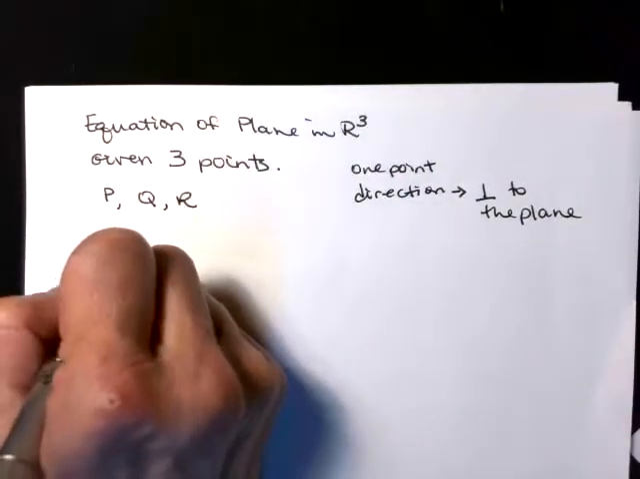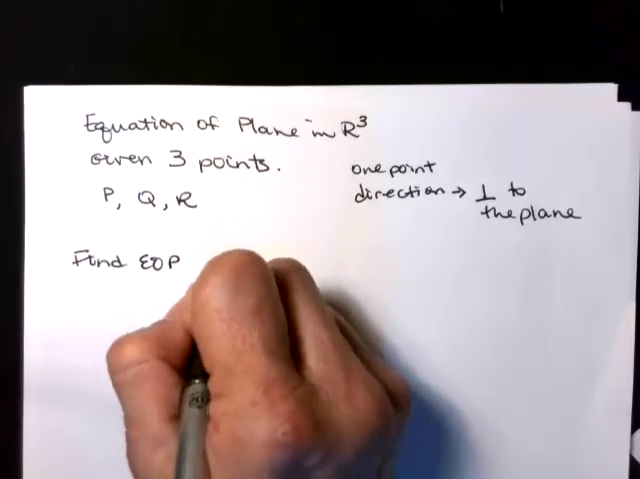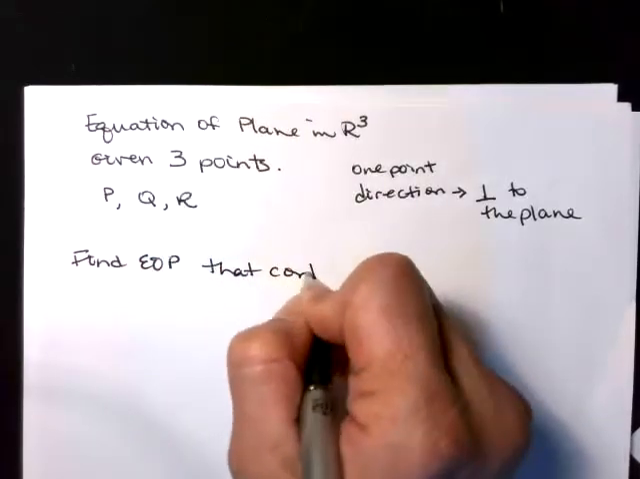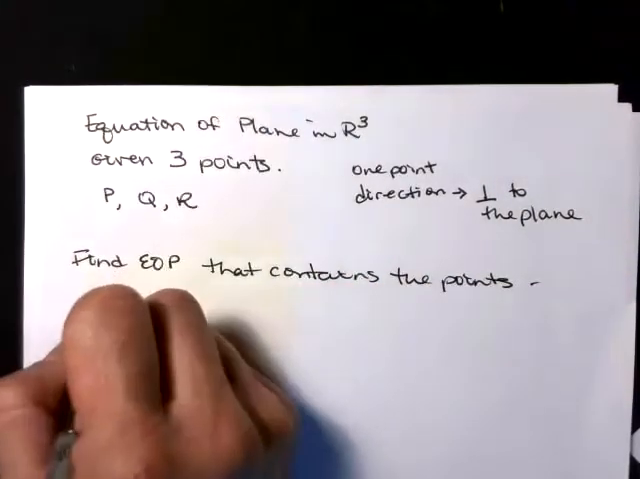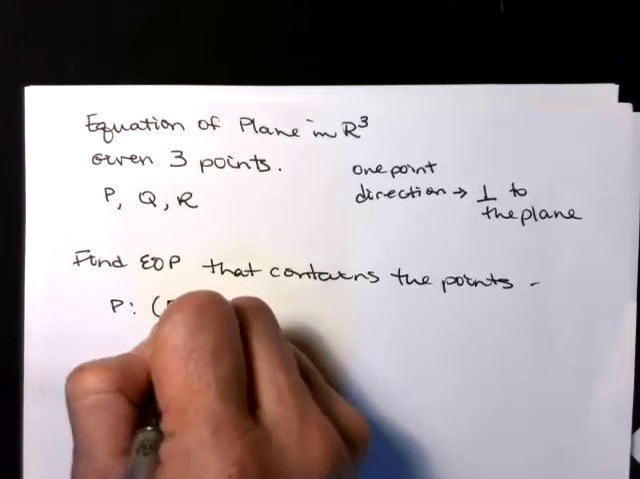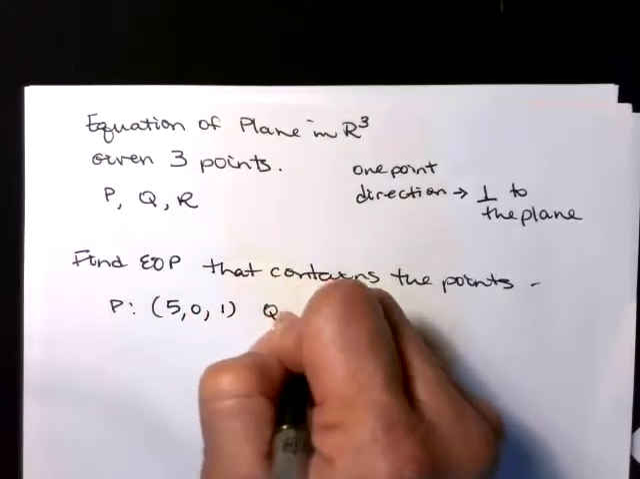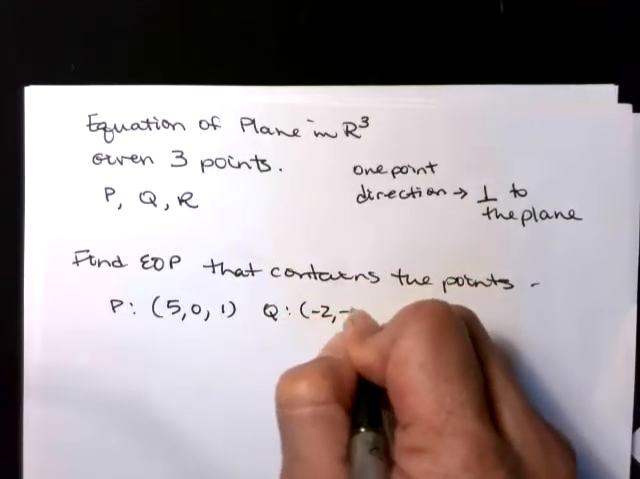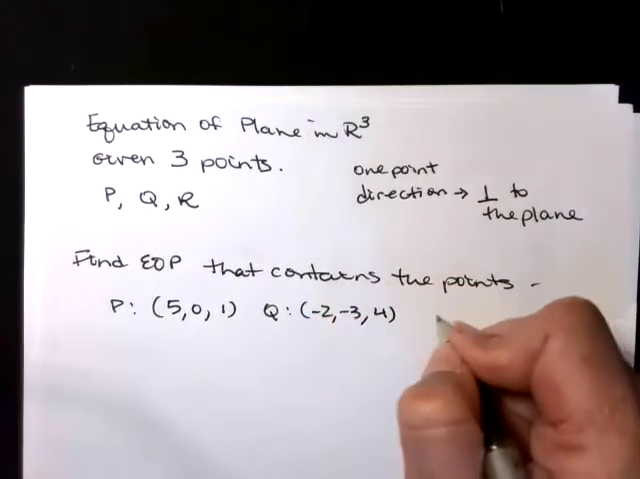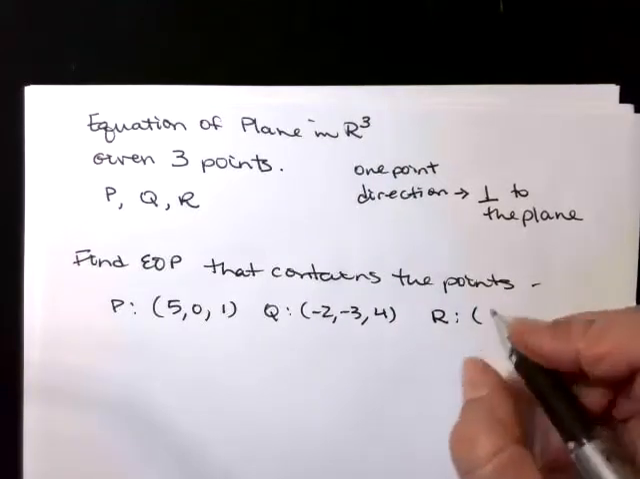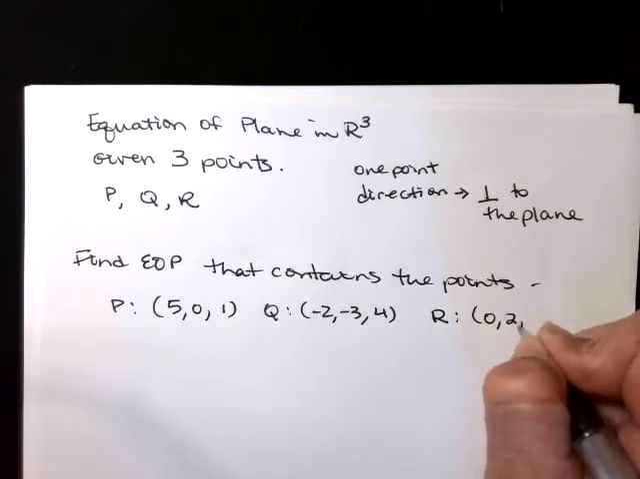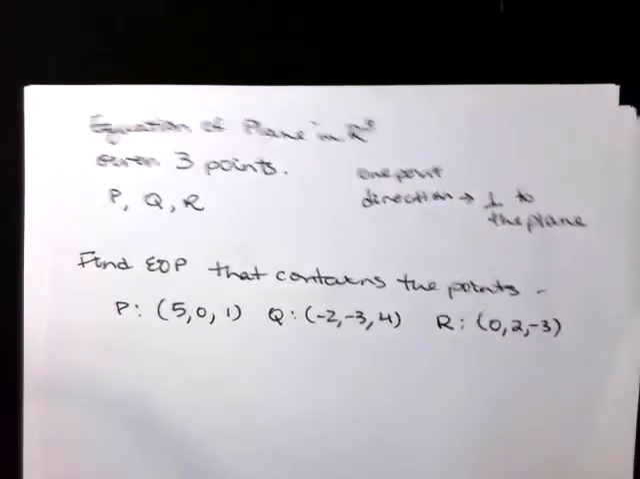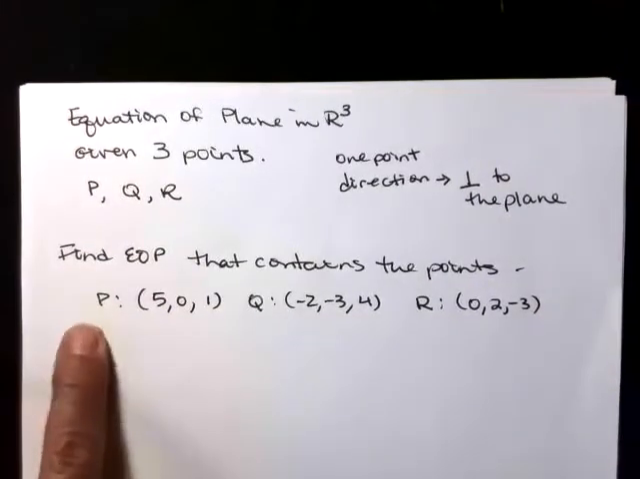So we'll find the equation of the plane that contains the points. P can be the point 5, 0, 1. Q can be the point -2, -3, 4. And we'll let R be the point 0, 2, -3. Okay. So I'll let P be my anchor. Doesn't matter. Pick 1 point to be your anchor.